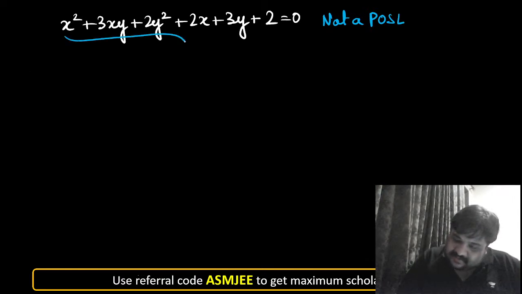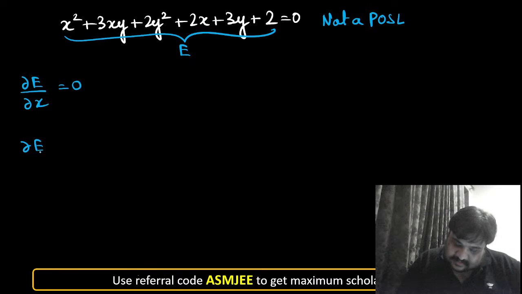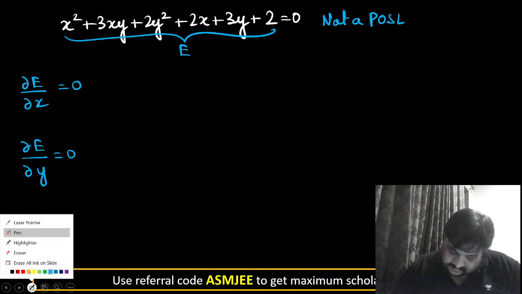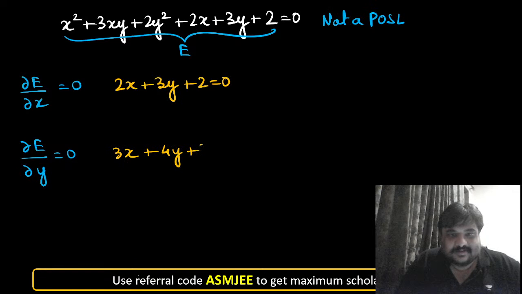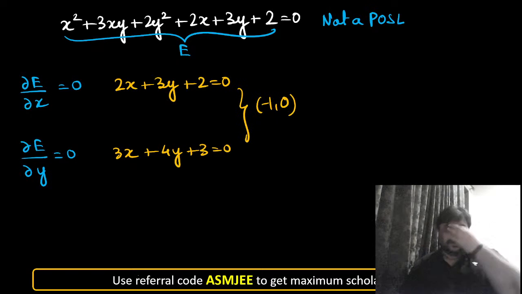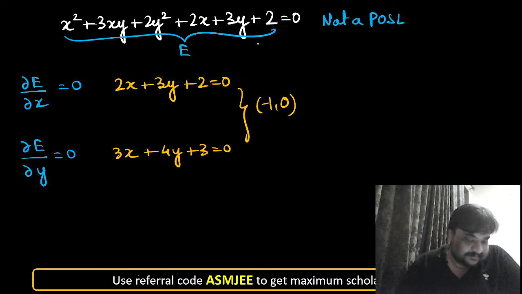Yes, I will find the point of intersection. You will do this, and in this question also you will get the same answer. You will say this is minus 1 comma 0. Yay, we got the point of intersection. While that is not true, this is not even a pair of straight lines.